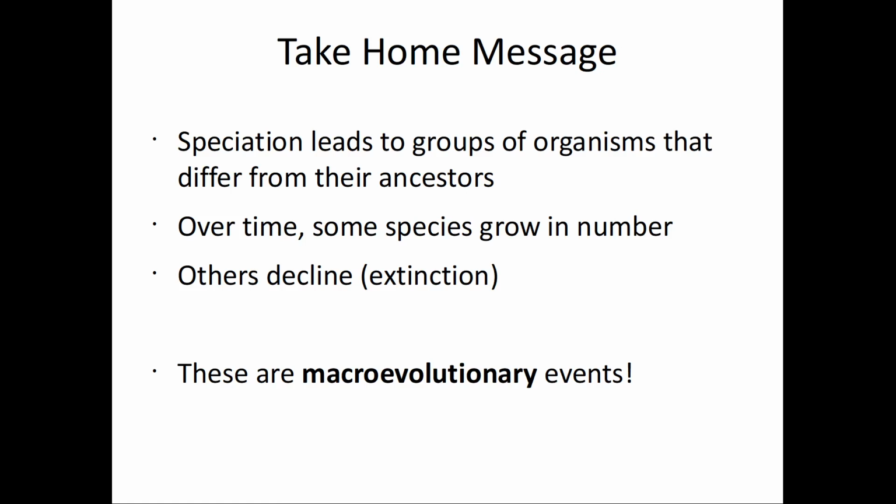All right, so take-home message. Speciation leads to groups of organisms that differ from their ancestors. Over time, some species grow in number, others decline or go extinct. Those are macroevolutionary events.